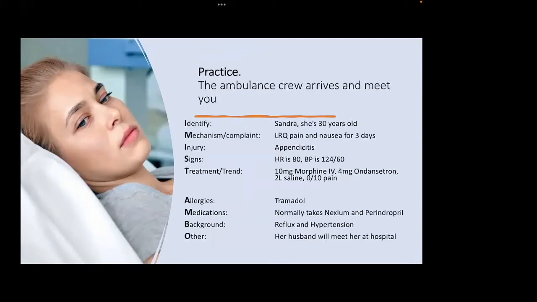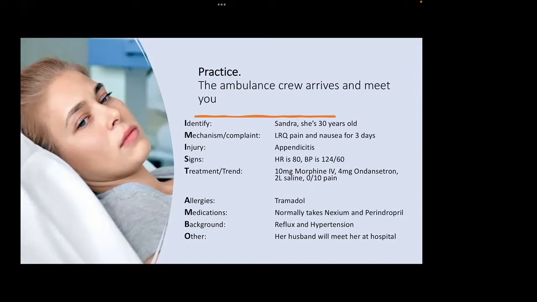Okay. So the ambulance crew arrive at the hospital and they're standing there next to you, ready to receive the handover before they take this patient onto the Royal Melbourne. And your handover using the acronym could look like this. So identify: Sandra, she's 30 years old. The mechanism is she has lower right quadrant pain and she had nausea for 3 days.